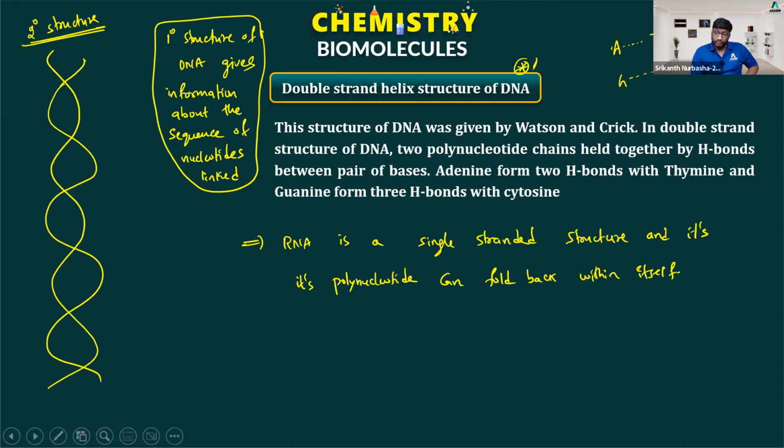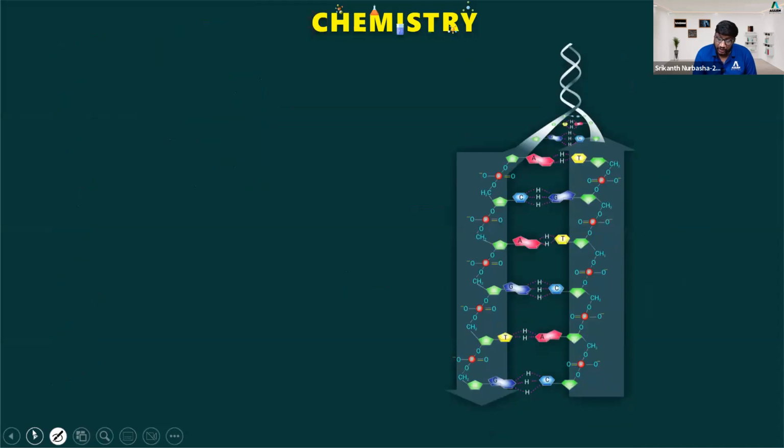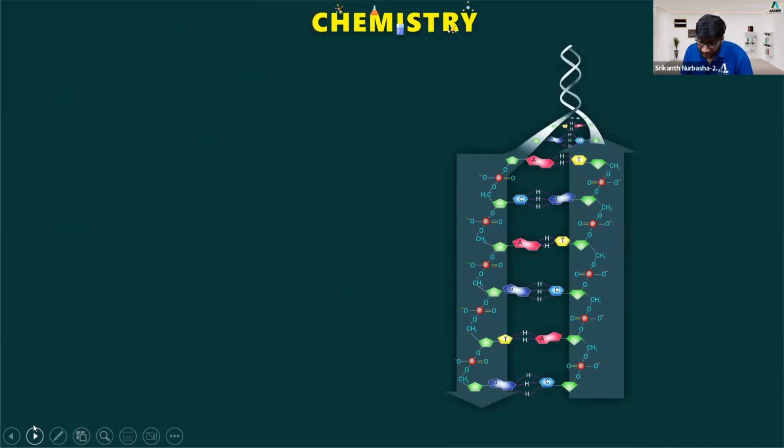Okay. And in DNA, adenine forms 2 hydrogen bonds with thymine and guanine forms 3 hydrogen bonds with cytosine. And that is the respective double-stranded structure of DNA. You can look at the structure. So this is the DNA secondary structure, double-stranded.